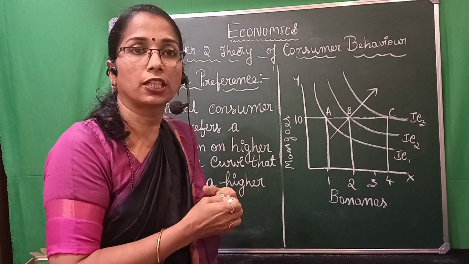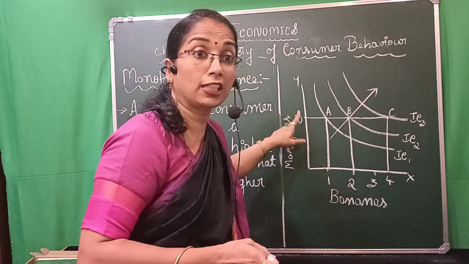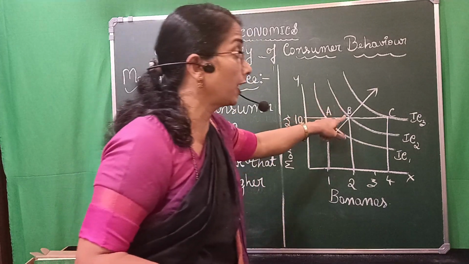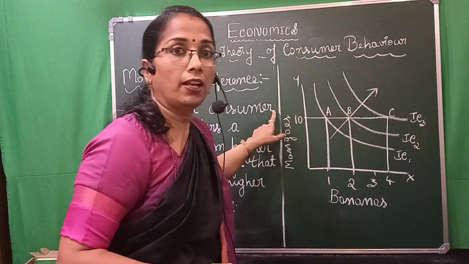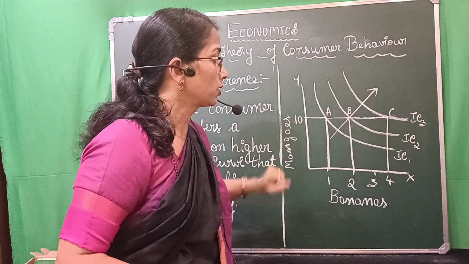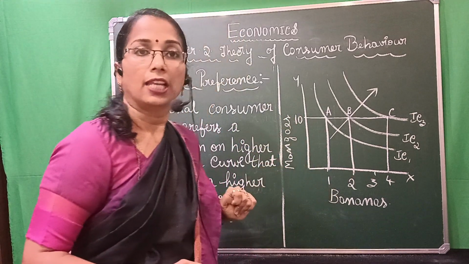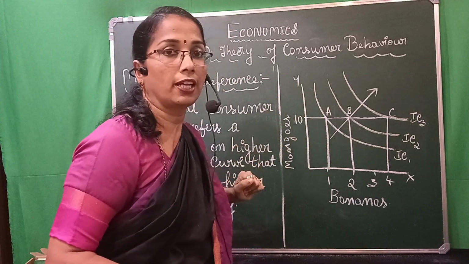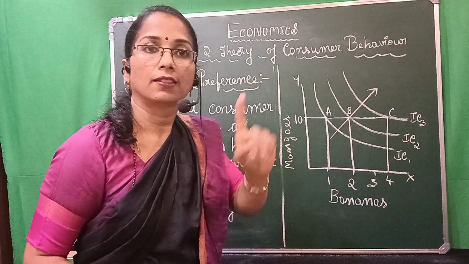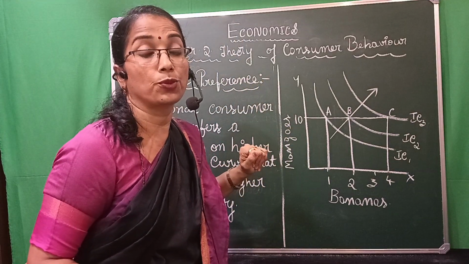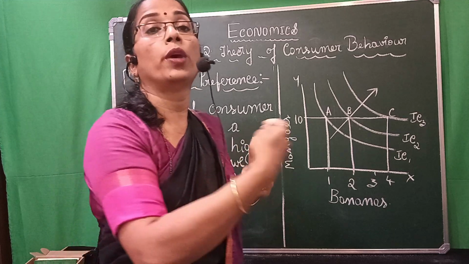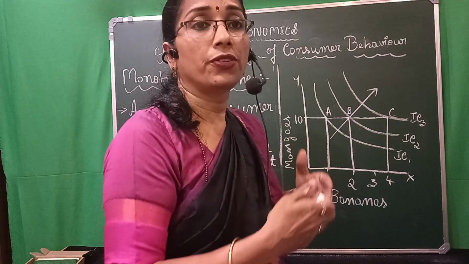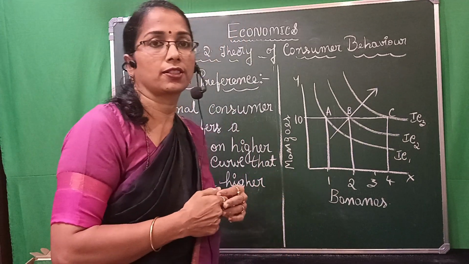Why a higher level of satisfaction? Here he is consuming 10 mangoes and 4 bananas. If he selects B, he will get 10 mangoes but the number of bananas is less. If he selects A, he will get 10 mangoes but the number of bananas is less, that is, only 1 banana he can consume. So a rational consumer always wants to be on a higher indifference curve which gives him a higher level of satisfaction.